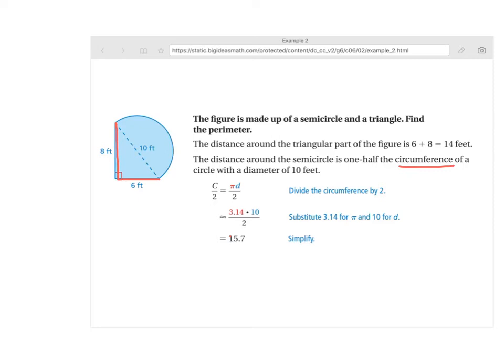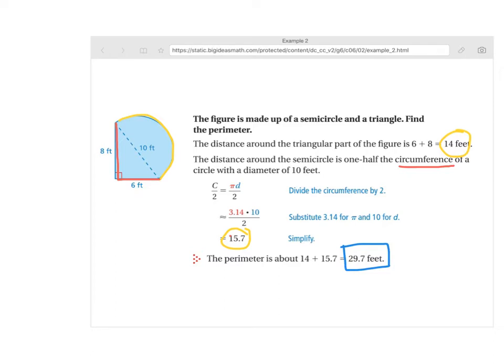So now that you have 15.7, which is literally just the half circle here, you're going to add it to what we already have at 14 feet. So you're going to say 14 plus 15.7 equals 29.7 feet. So this is the actual perimeter. This is not an estimate. So the perimeter of this semicircle and triangle shape is 29.7 feet.